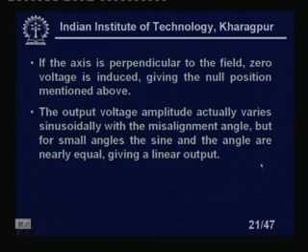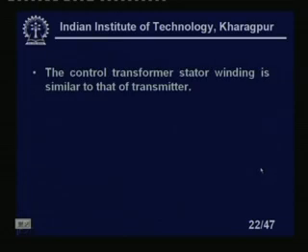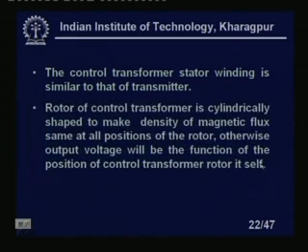The output voltage amplitude actually varies sinusoidally with the misalignment angle, but for small angles the sine and the angle are nearly equal, giving a linear output. Okay. How does this happen, let us see. The control transformer stator winding is similar to that of the transmitter, which we have already discussed.